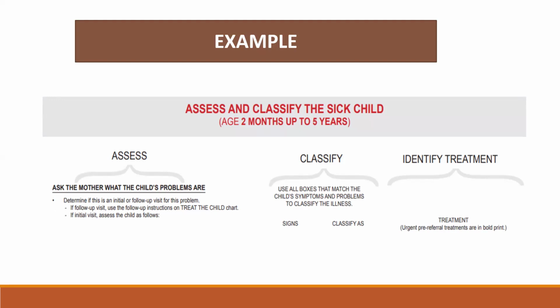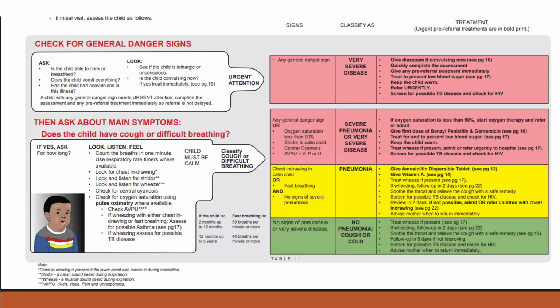Then we need to classify. Use all the boxes that match the child's symptoms and problems to classify the illness, and then you need to identify the treatment. So for assessment, first we need to ask the mother if the child is able to drink, all the general danger signs. Does the child vomit everything? Has the child had convulsion in this illness? And you need to look if the child is lethargic or unconscious, or is having convulsion. If yes, then you need to treat it immediately.